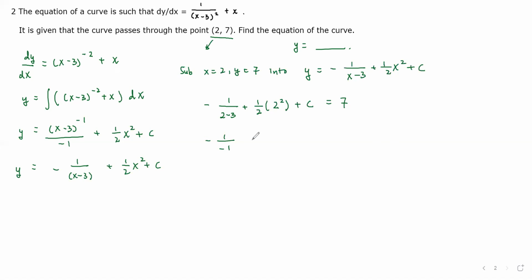2 minus 3 is negative 1, then half of 4 is 2, and the reciprocal of negative 1 with the negative sign will give us a positive, and over here we see that c is 4. Then the equation that we need to find is y equals negative 1 over x minus 3 plus 1 over 2 x squared plus 4.